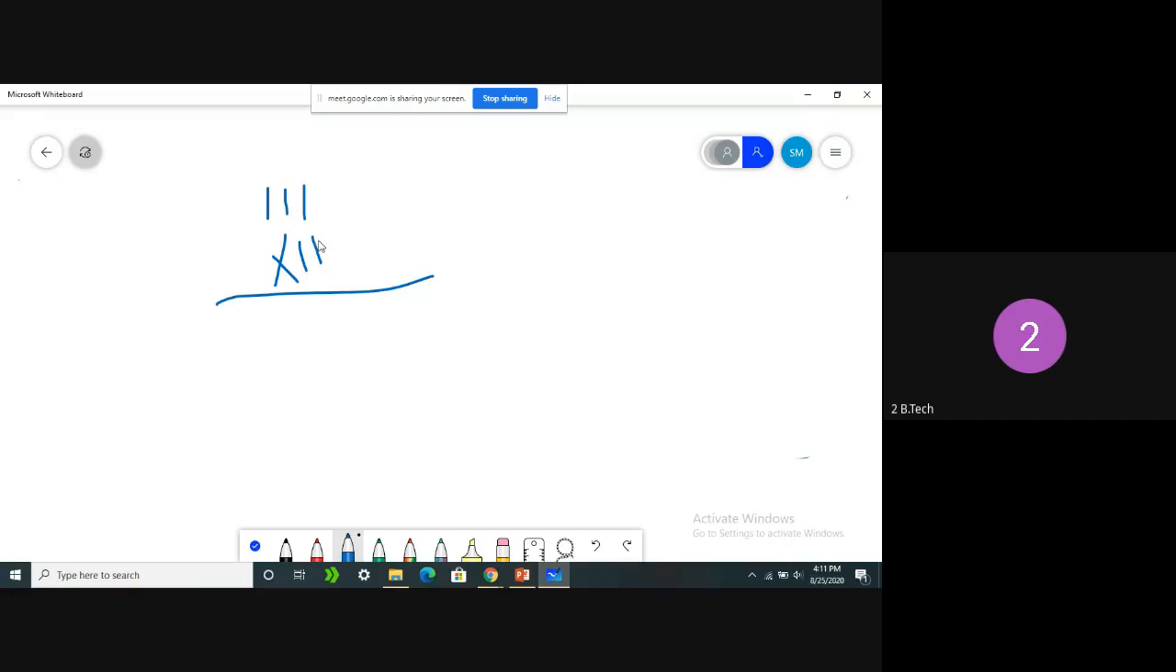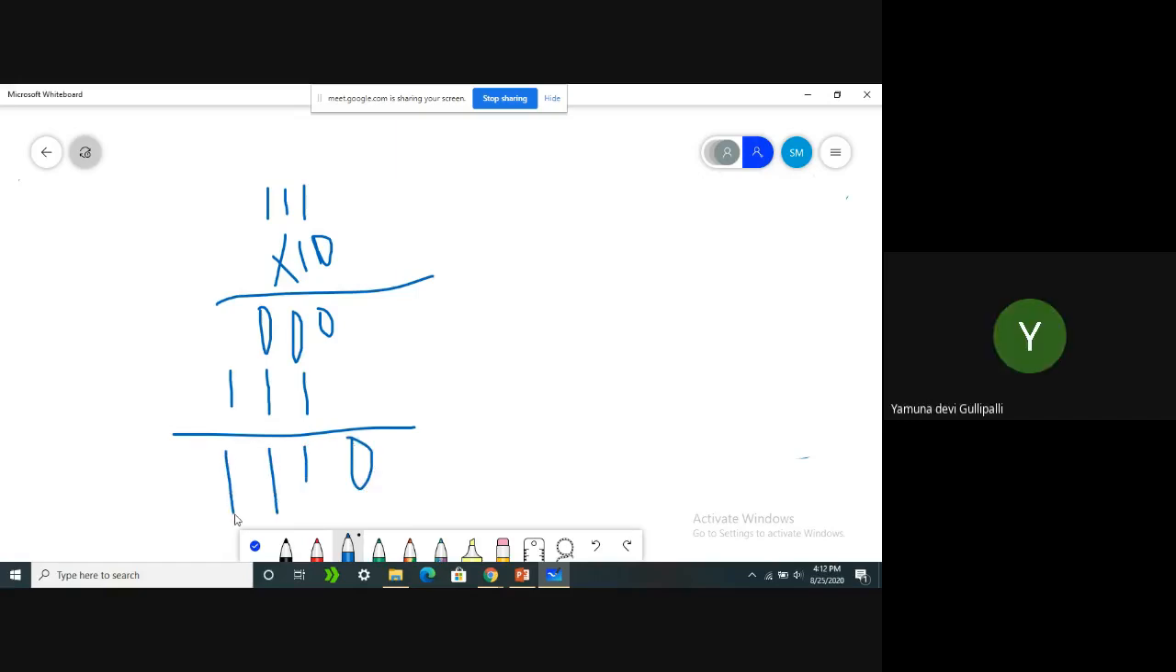See here, 111 and 11 is there. So better to take it 0. Do multiplication with each and every digit. So 0 into 0, 0 into 1, 0. Again 0 into 1, 0. Again 0 into 1, 0. Again 1 is there. 1 into 1, 1. 1 into 1, 1. 1 into 1, 1. In the remaining process, I think everyone knows. Simply make addition. 1, 1, 1, 1.